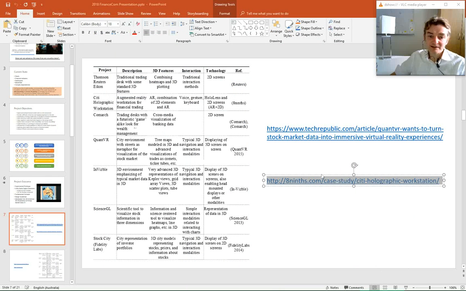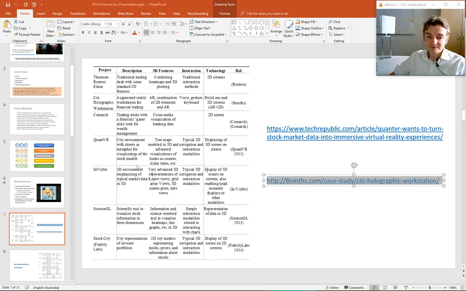Then there are some other trading desks, which look a little bit more futuristic and immersive, like for computer gamers, which is the Comarch trading desk. There's also another one which uses metaphors like city environments, where there are different streets and different buildings visualizing different stocks, which is Quant VR. And you see already they go much further away from the basic, simple utilization of 3D elements as part of the complete presentation.